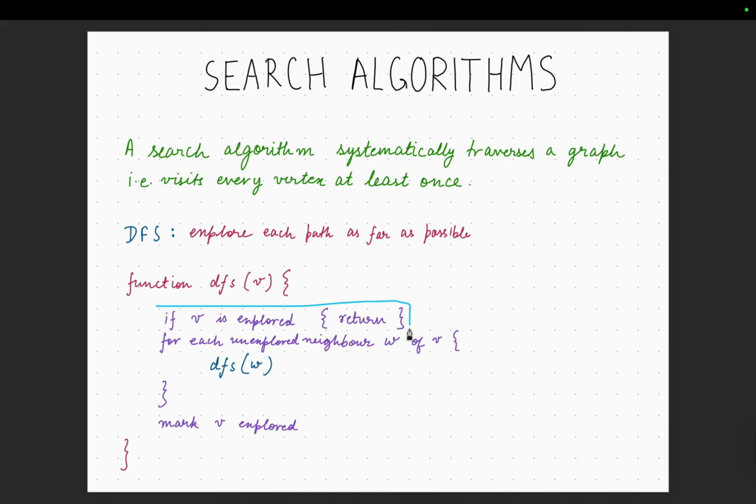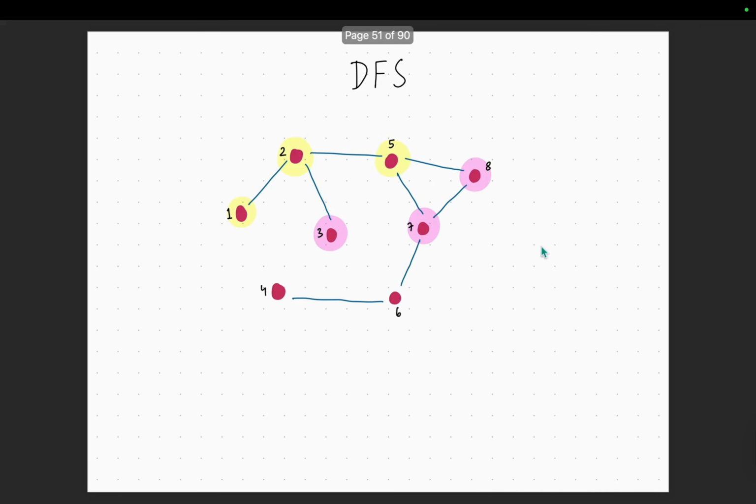This is the moment when I realized that it was a bit wrong. Yeah, so you go to 7, and the only neighbor that has not been explored is 6. So you visit 6 and then you mark it, and then again the only unexplored neighbor is 4. So you go to 4, you mark 4, and then you start going back.